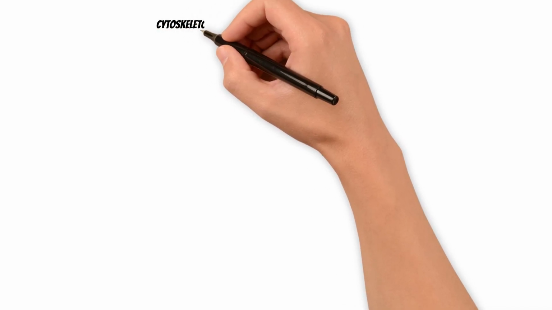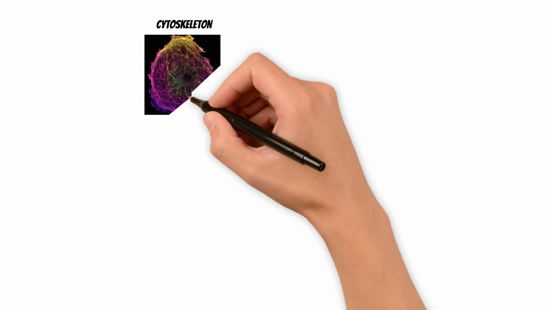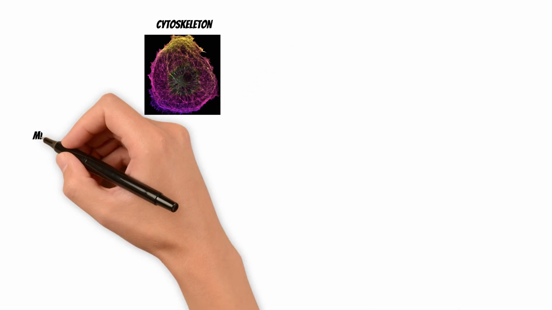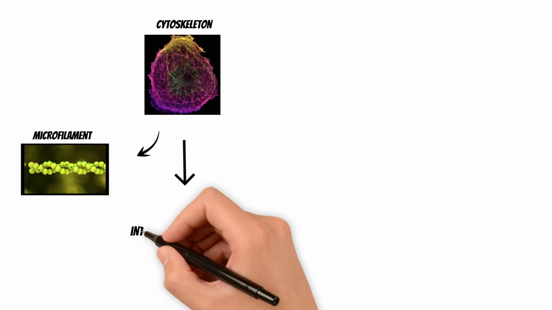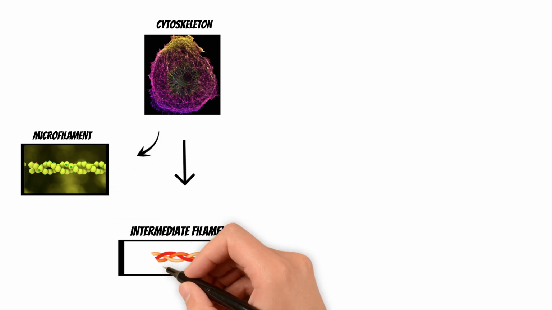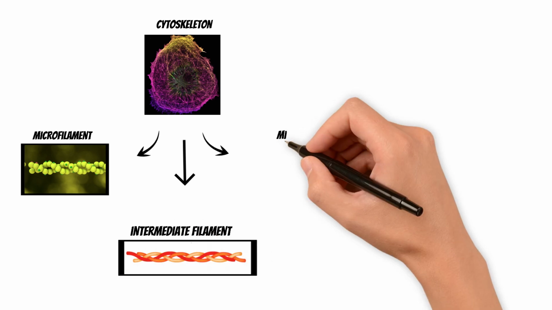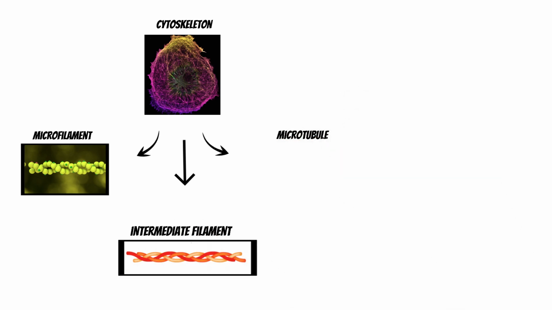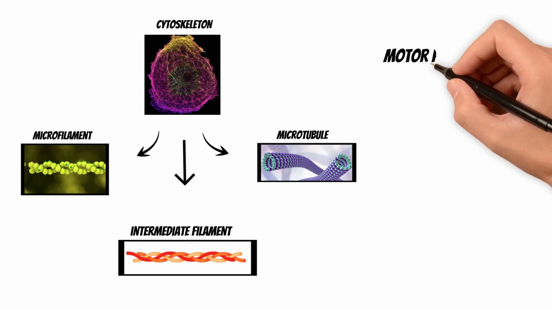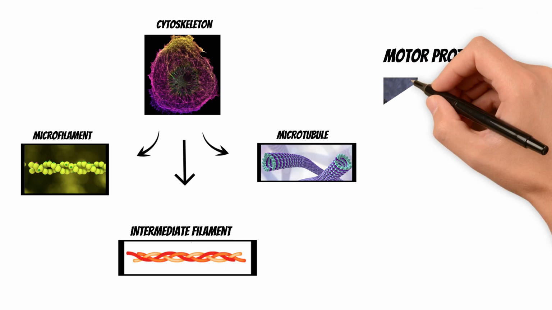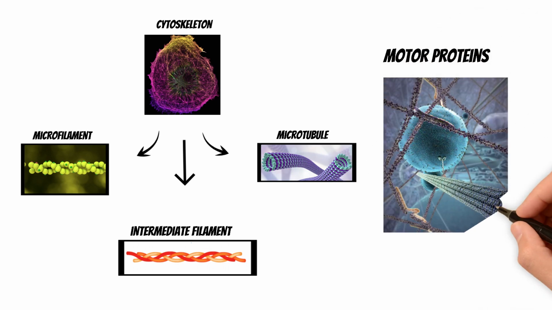So the cytoskeleton isn't a rigid frame. It's a living, dynamic system. Microfilaments shape and move the cell. Intermediate filaments give it strength and resilience, and microtubules organize the cell's internal layout and provide transport routes. Powered by motor proteins like kinesin, dynein, and myosin, this molecular framework keeps the cell structured, mobile, and alive. A microscopic world of constant motion and coordination.